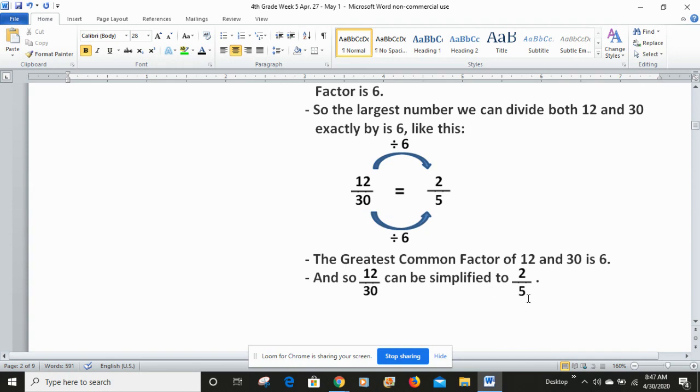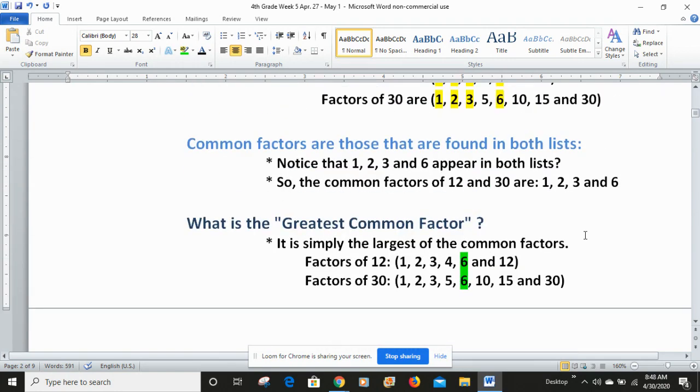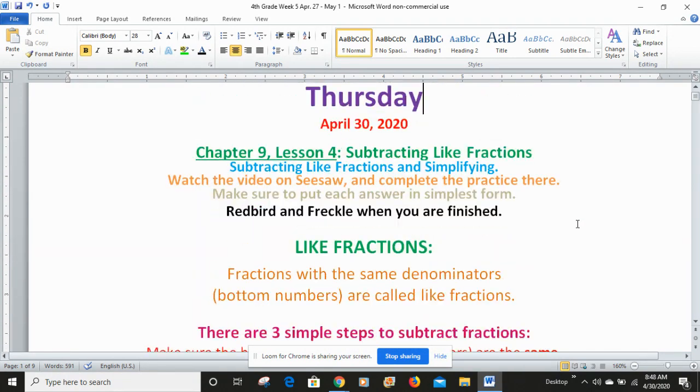And remember, we simplify a fraction just because it makes it easier to picture or understand. So your activity for today is to subtract like fractions and then simplify.